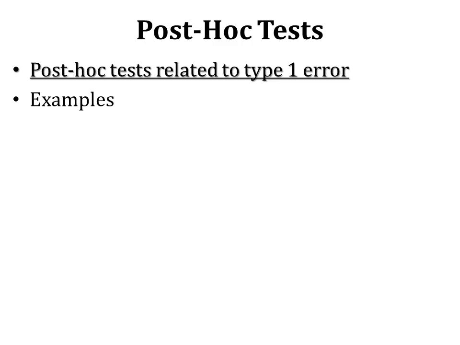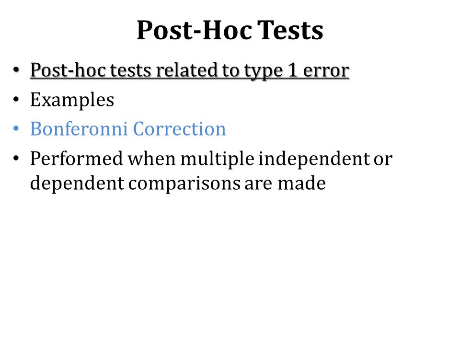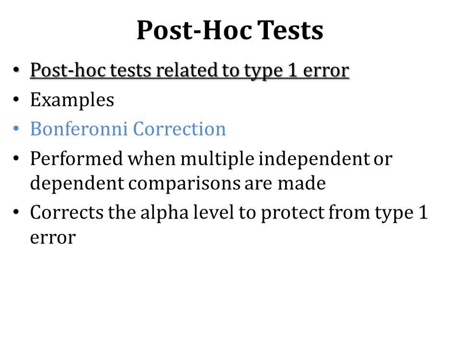And for examples of how you can correct the problems related to type 1 error, you can do the Bonferroni correction. So Bonferroni correction is performed after you are done with your statistical analysis of multiple comparisons. It is performed when multiple independent or dependent comparisons are made, and it corrects the alpha level to protect from type 1 error, right? So you can see that this test is performed after you are done with your statistical analysis, and it is done to correct the alpha level to protect from type 1 error.